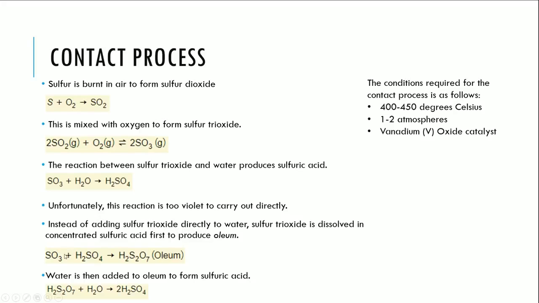So here's the reaction. You have sulfur trioxide. Instead of putting it straight into water, you put it into concentrated sulfuric acid, H2SO4, and what you get is this compound, H2S2O7, which is oleum, and you do need to know that. You then add oleum to water, and that will give you 2 moles of sulfuric acid, as the last equation shows. That's a roundabout way of making sulfuric acid, because the reaction between sulfur trioxide and water is way too explosive to carry out in this procedure.